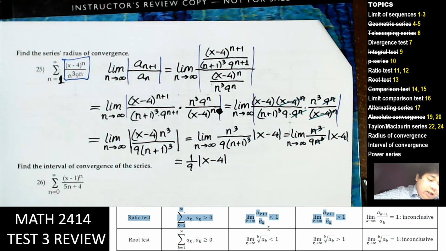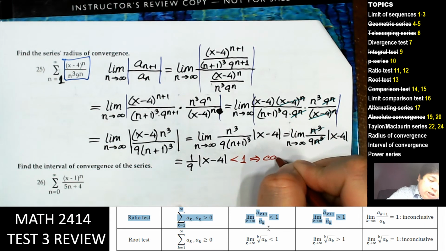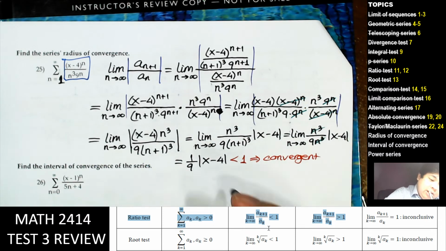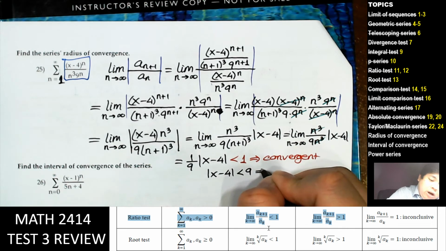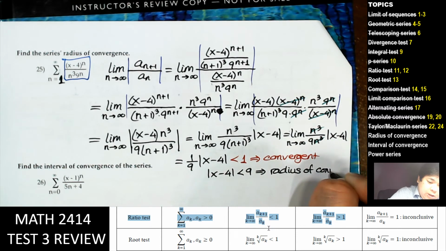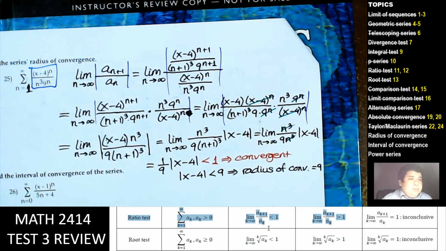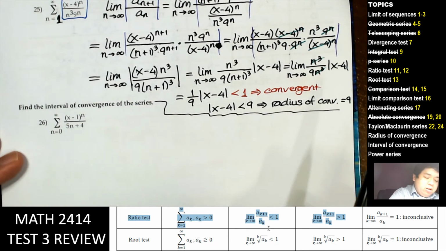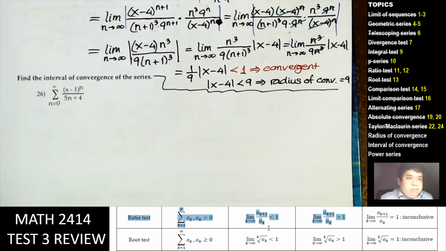and it is convergent if it is less than 1, meaning that the absolute value of x minus 4 will be less than 9, and so 9 is the radius of convergence. The radius of convergence is equal to that number, which is 9. Right. So that is the radius of convergence. Now we find the interval of convergence, kind of like that. It's only a little more work.